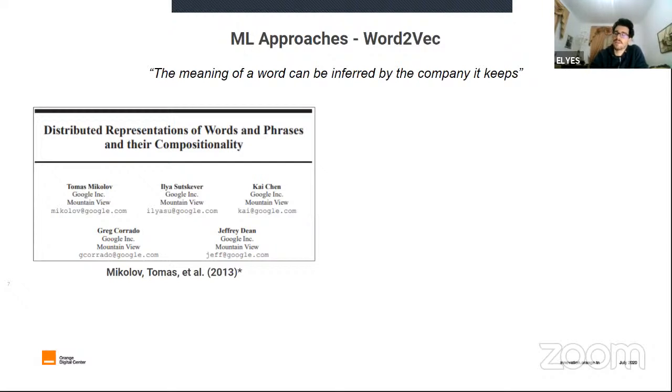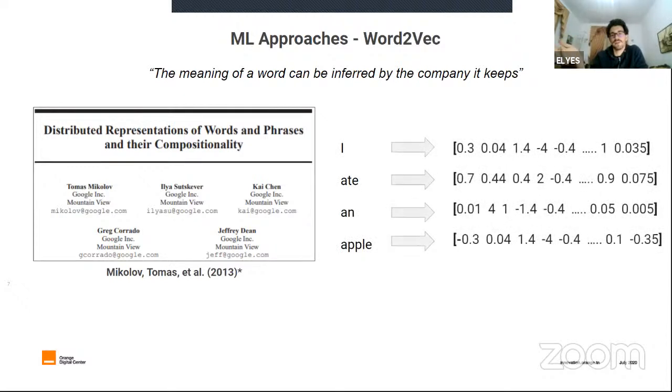So if, for example, the word bank, if you say river bank, it does not have the same meaning as, for example, national bank, although it's the same word. So word2vec proposed a method to make a vector representation of words. So for example, I ate an apple. For each word, we will get a vector, as you can see, which are generally 200 to 300 floats. And these actually change with the context.